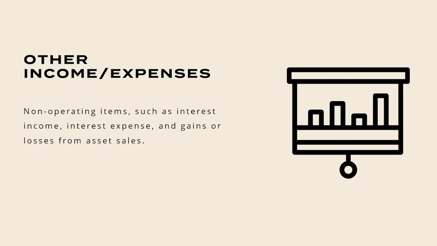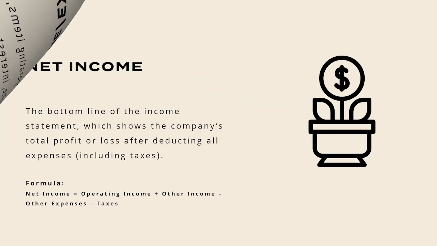And if you're figuring out the pattern, that's right, we are going to include this in our next formula, which identifies our net income. Your net income is the operating income plus your other income minus your taxes. The bottom line of the income statement is the net income, which shows the total profit or loss after deducting all expenses, including taxes.